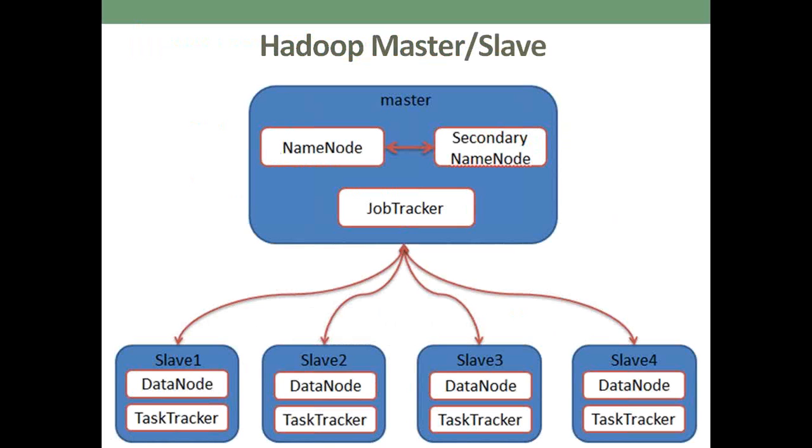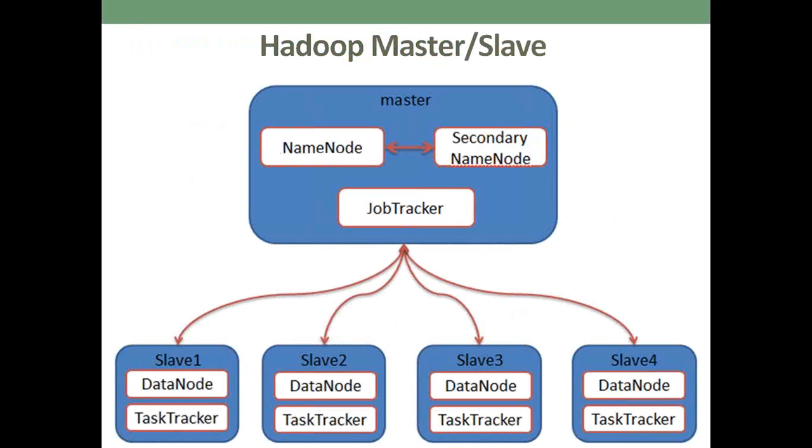What are these name node and data node? These are daemon processes or services. Hadoop is developed in Java, so once we start Hadoop, some processes will run in the backend. Those processes are called daemon processes. These are Java services or Java programs. On the HDFS side we have the name node, secondary name node, and data node. On the MapReduce side we have the job tracker and task tracker. In the master we have the name node, secondary name node, and job tracker. In each slave we have the data node and task tracker.